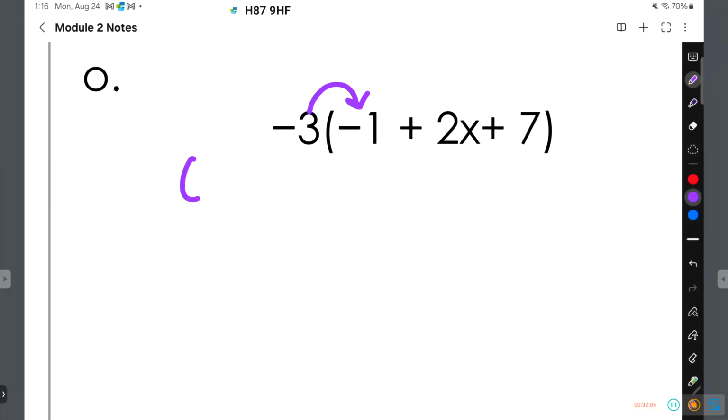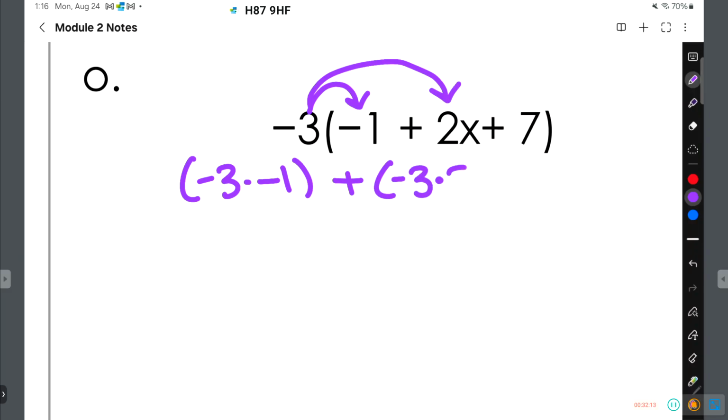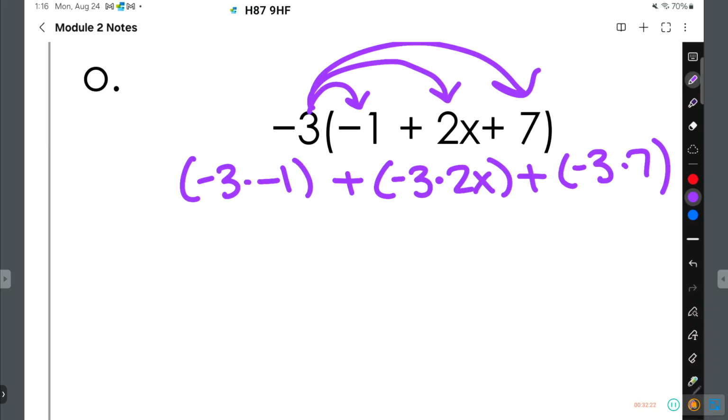It's negative 3 times negative 1, which is separated by a plus sign, and then negative 3 times 2x, and then negative 3 times 7. Put it in your calculator. Negative 3 times negative 1 should give you positive 3. Negative 3 times positive 2x gives you negative 6x. And then negative 3 times 7 gives you negative 21.